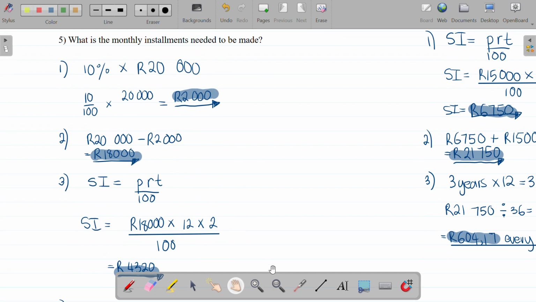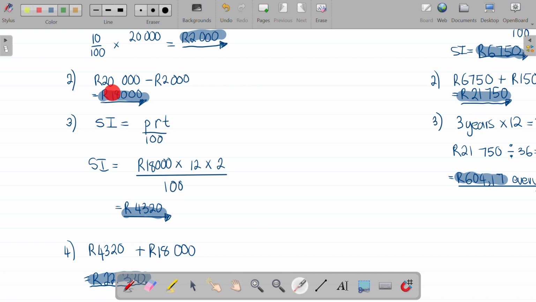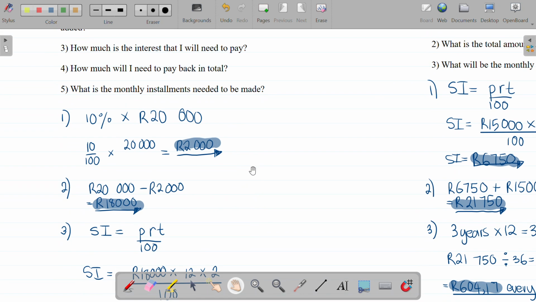Please don't make the mistake and put your answer as, oh, this is the amount that I need to pay back in full, because you already made a deposit, so you can subtract that 2,000 Rand away, and we would be left with our answer of 18,000 Rand. I hope that makes sense. Question number 3, how much interest, this is important, how much is the interest that I will need to pay? So now what happens, guys?